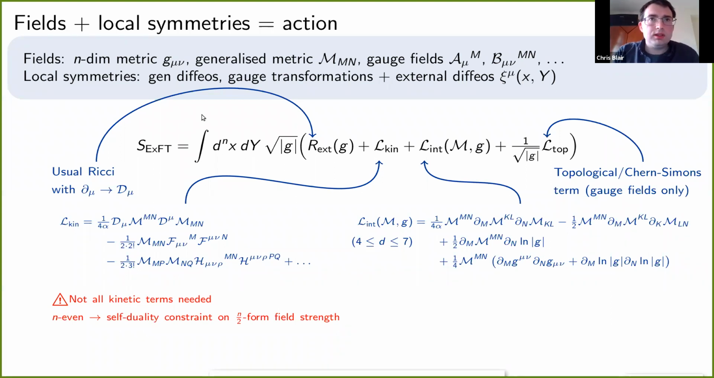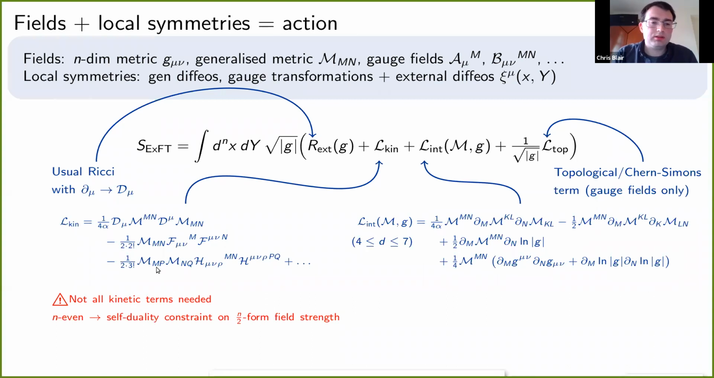Once I've done that, the action is uniquely fixed, all the coefficients, by requiring it be invariant under these local symmetries. So I briefly show you what the action looks like. You can fit it in one slide if you're willing to hide all the details. But basically, there's some sort of Ricci scalar for the external metric. There's things that look like field strength squared for the gauge fields. There's some internal part, which is like this generalized Ricci scalar in DFT, except here it also involves this n-dimensional metric. And for reasons to do with the dualizations that are going on, there's some complicated Chern-Simons or topological term.